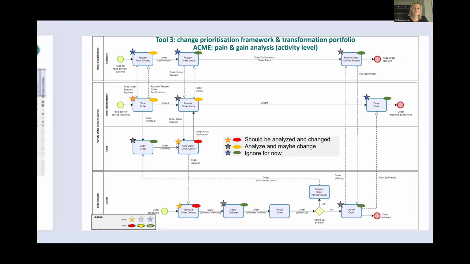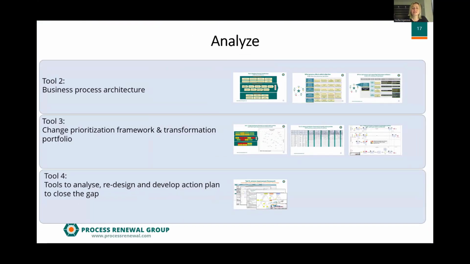Now, I'm going to take you to the next set, and it's not just a tool, it's a few tools to analyze, redesign, develop an action plan, and close the gap. Depending, as I mentioned, on the maturity of your organization and how solid your improvement framework is, there are key components that I urge you to develop competence in, because they provide the foundation for a rigorous and detailed analysis and future state design.